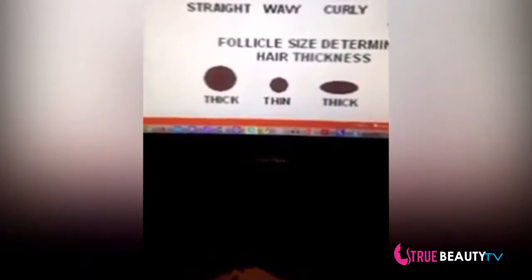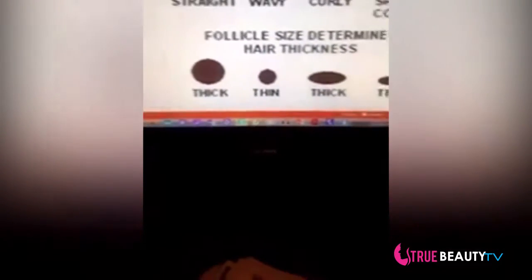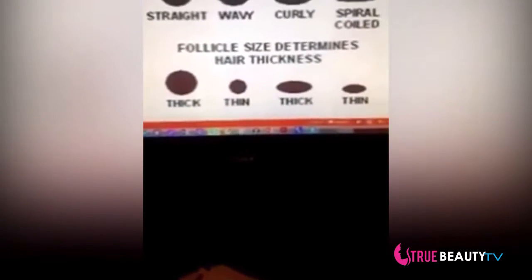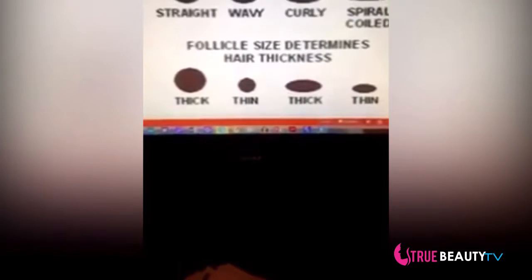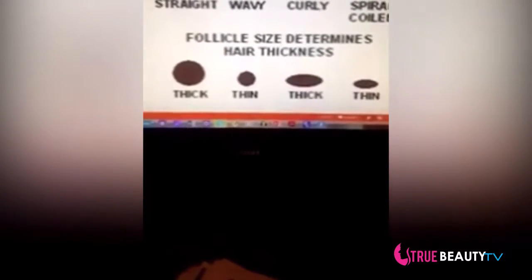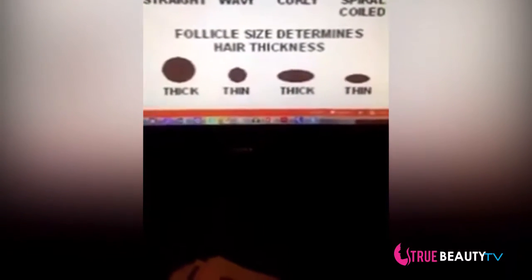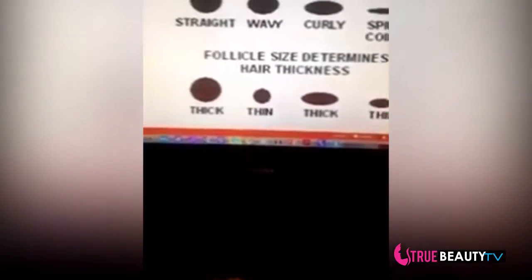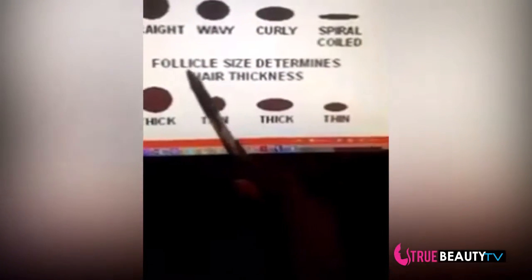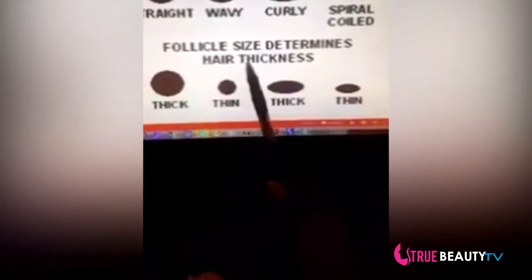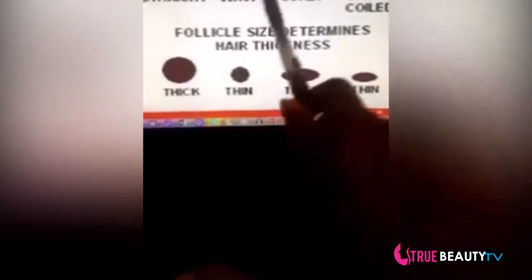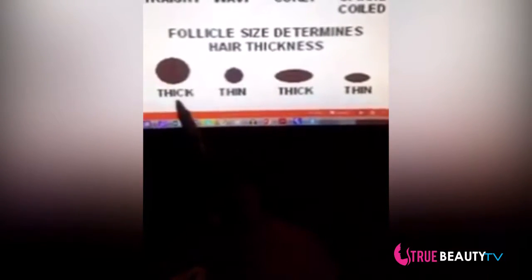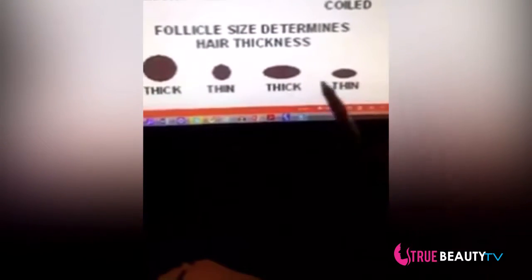All right, so learning and understanding the hair texture is so important when it comes to styling, or when it comes to making a decision whether you are dealing with processed hair or natural hair. So now you have the follicle size determining hair thickness. You've got follicle shape and you've got follicle size. Thick, thin, thick, thin.